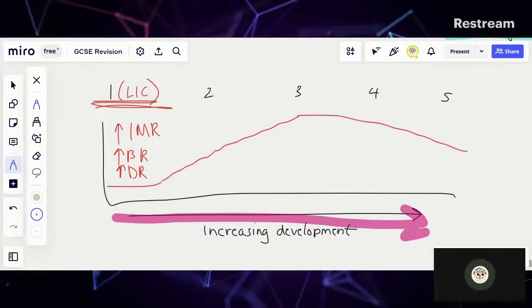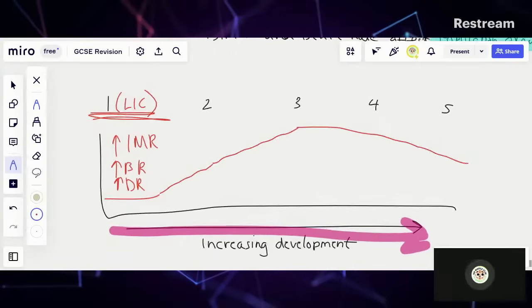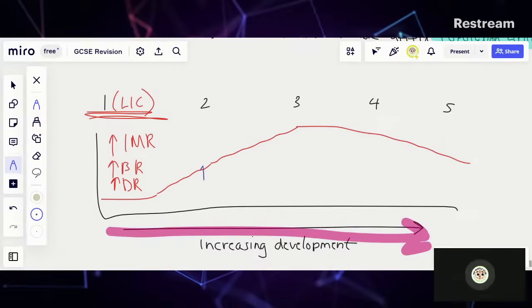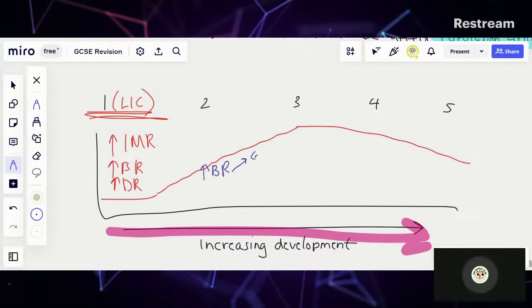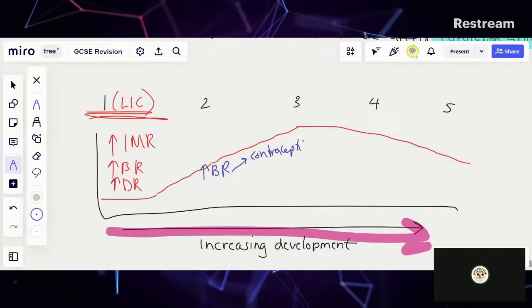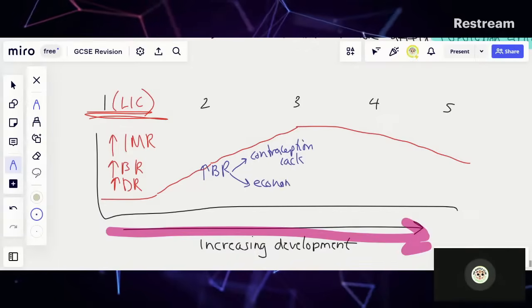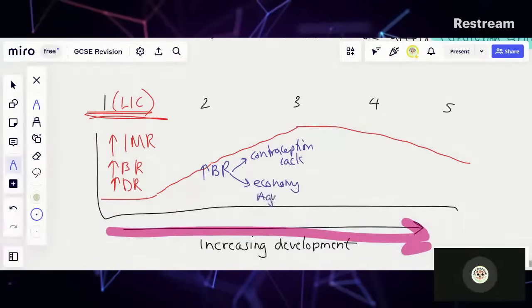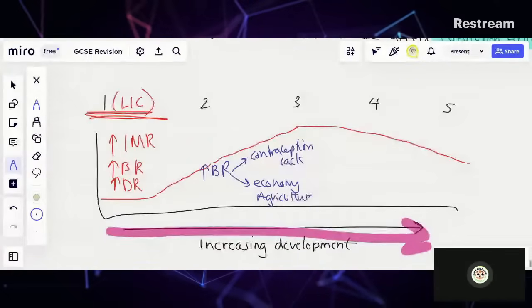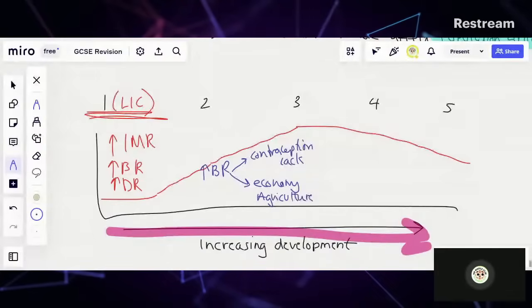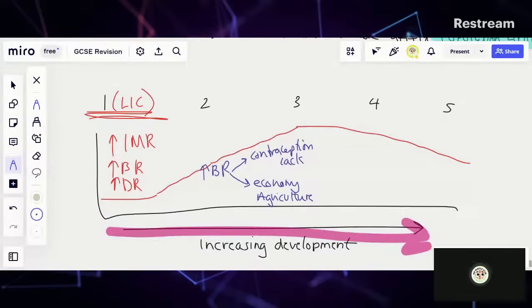Now, in stage 2, you can tend to see that there's a much higher birth rate. The first reason why it's high is because there's a lack of contraception and also education and awareness. Another reason is that the economy in these countries is based on agriculture. And therefore, the more people working and helping out with the agriculture, the easier it is. So people would have more children in order to help out with agriculture. That's why the birth rate is quite high in stage 2.